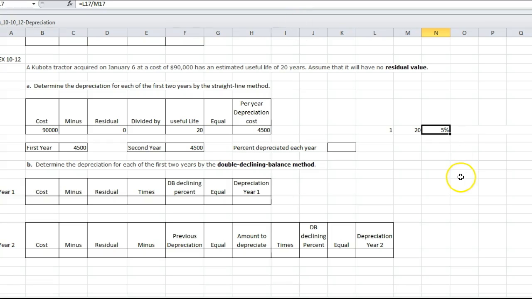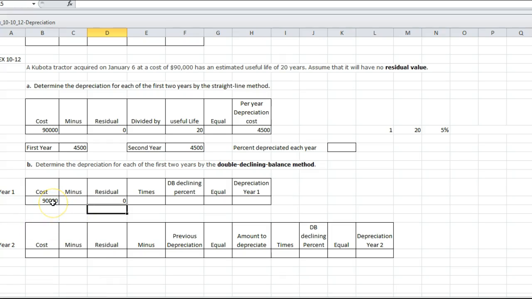Okay, that's good. The other way, instead of dividing the cost by 20 years, we could just multiply it times the 5%. Now, we sometimes will buy items and we want to depreciate them more in the early parts of their life. So let's take this very same Kubota and find out it's 90,000. Again, it doesn't have a residual, but if it did have a residual, you would not take it into consideration for double declining.